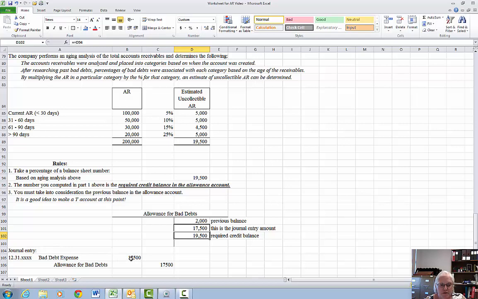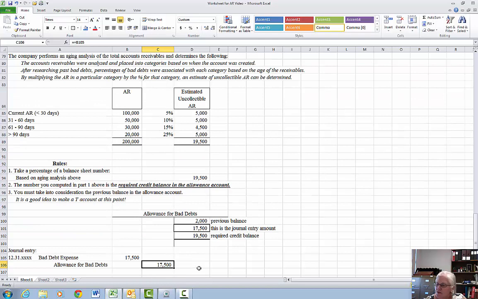So we're going to debit bad debt expense for $17,500, and we're going to credit allowance for bad debts for 17.5. Okay, so that's pretty much a really short example and sample of accounting for bad debt expense with the accounts receivable account. I hope you learned something. Okay, we'll talk later. Bye.